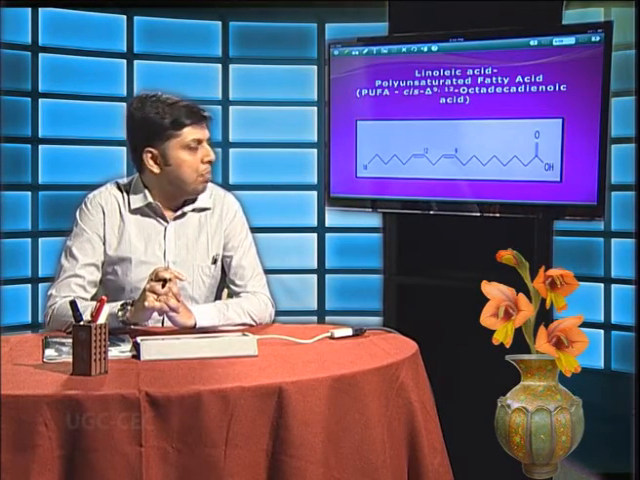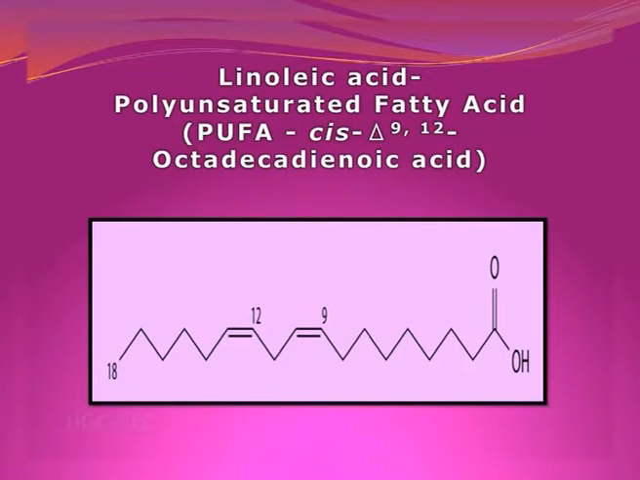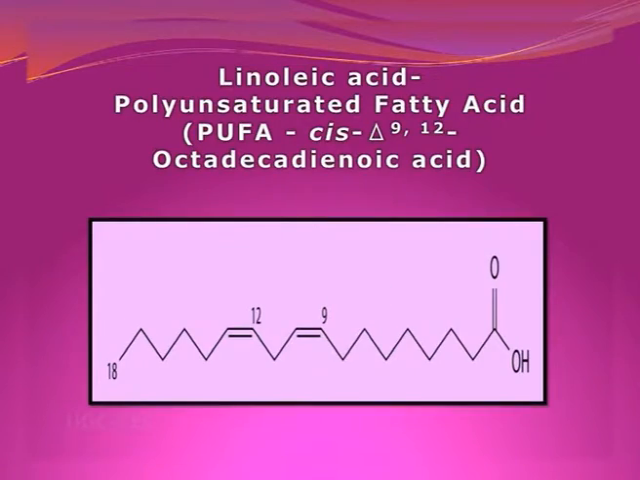This is an example of a polyunsaturated fatty acid or PUFA. It is called linoleic acid and the systematic name is cis-delta-9,12 octadecadienoic acid. This means that it has two double bonds present, between carbon atoms 9 and 10 and between the carbon atoms 12 and 13.